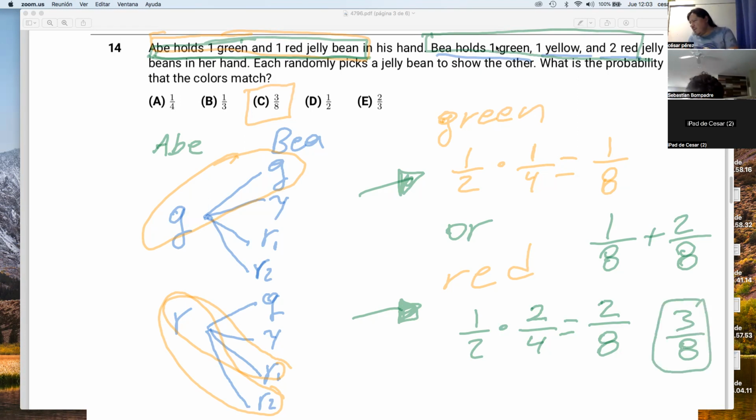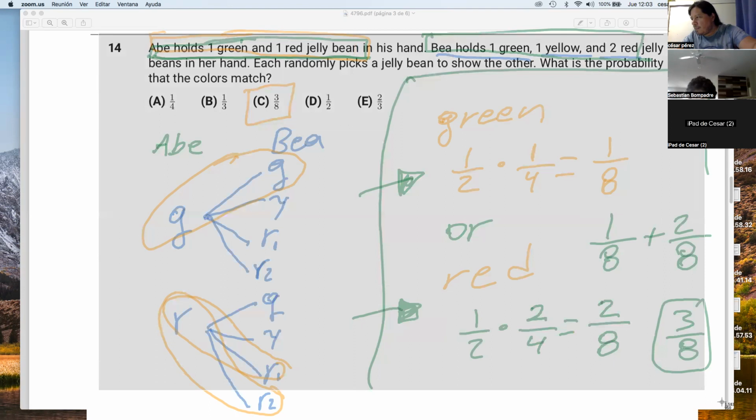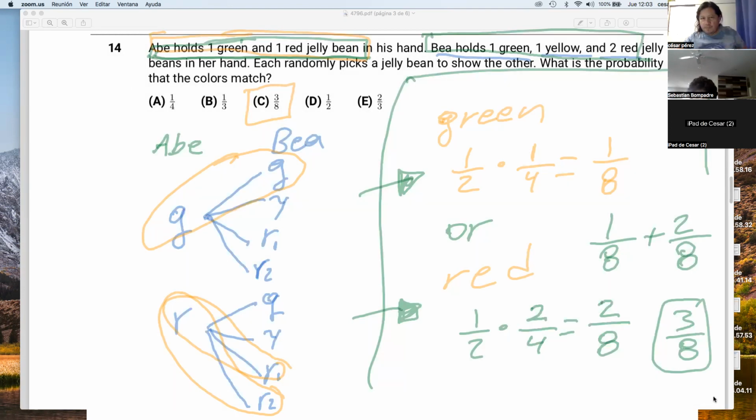Do you understand this idea? You can use the tree diagram or you can use probability. You will get the same result. Okay? Yeah, that's right. Okay, muy bien.